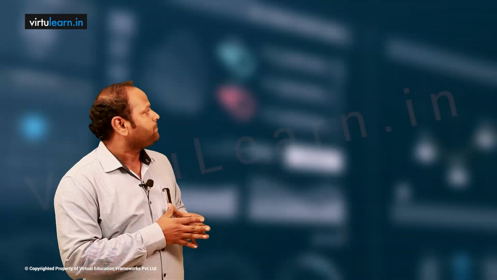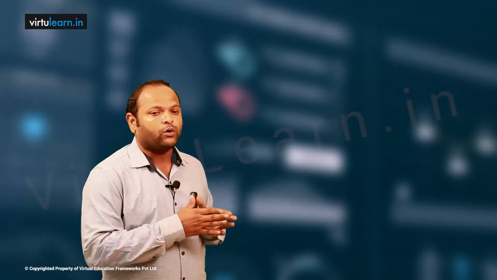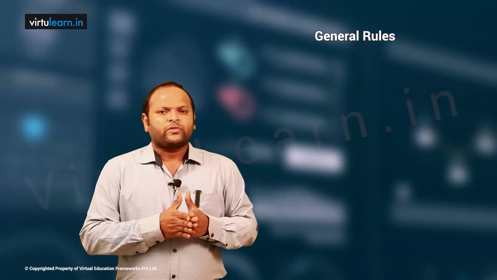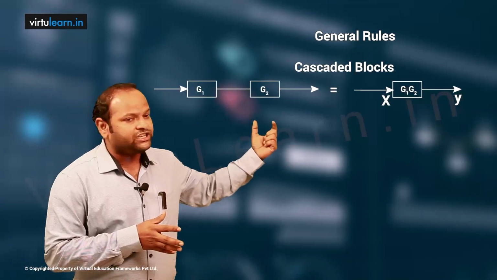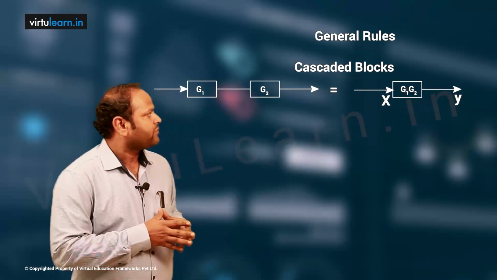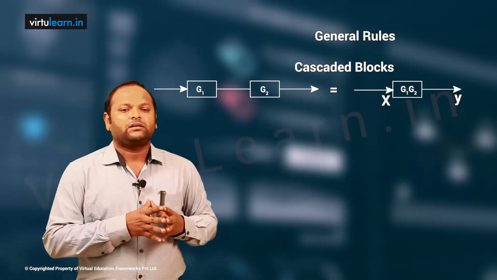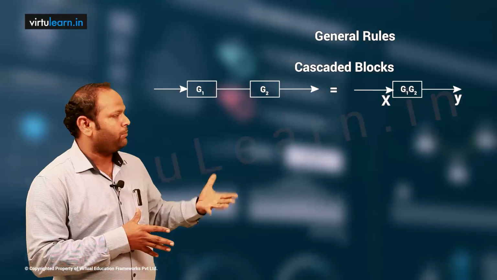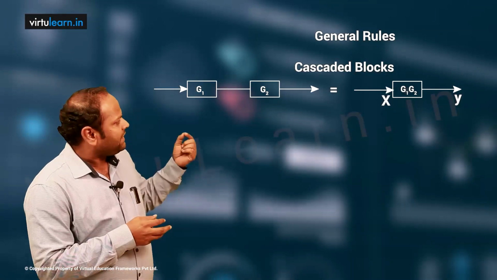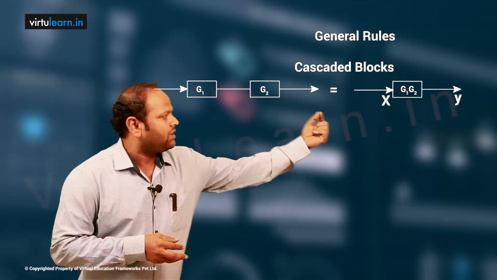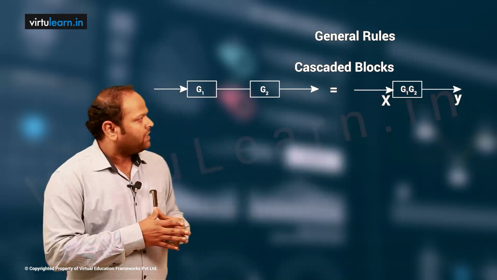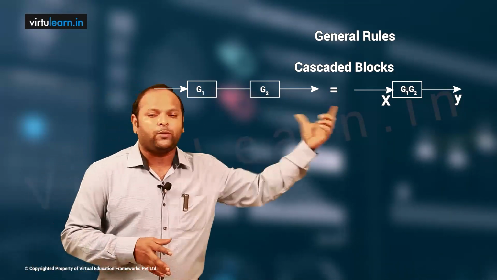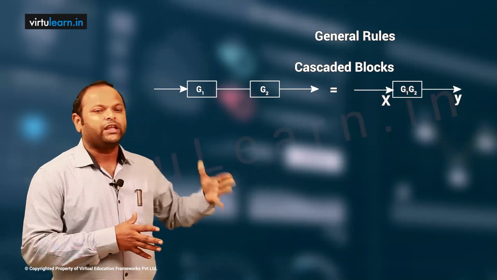So now we'll see what block diagram rules are available. The very first rule: I have G1 and G2, and these two are connected in series, or cascaded form. So we can call them cascaded blocks. I'm giving input X and this is the output Y. I want to reduce this system into a single block. That is what the rule says.